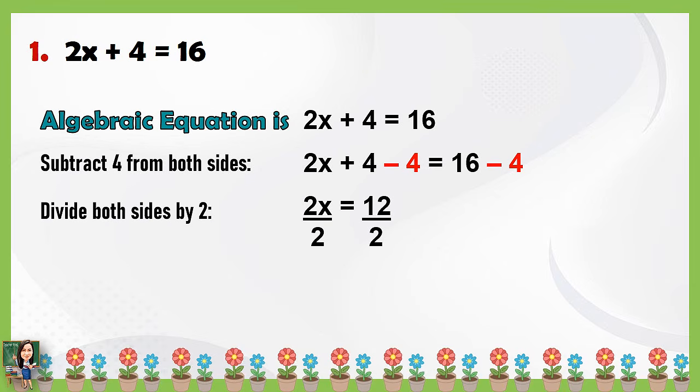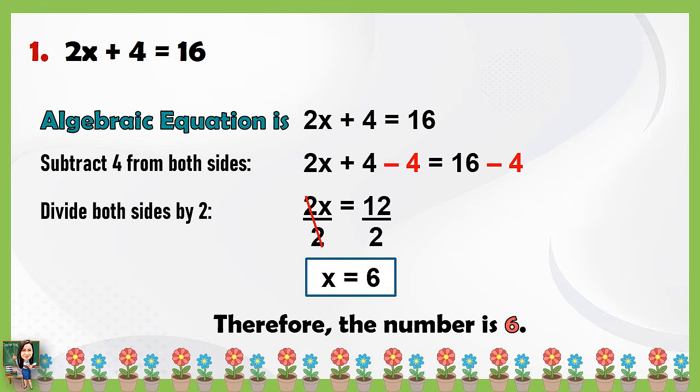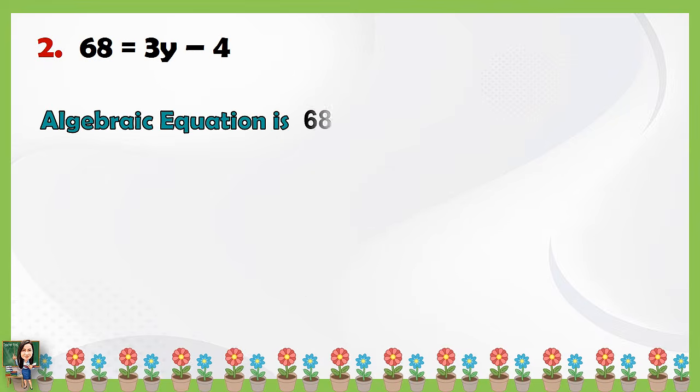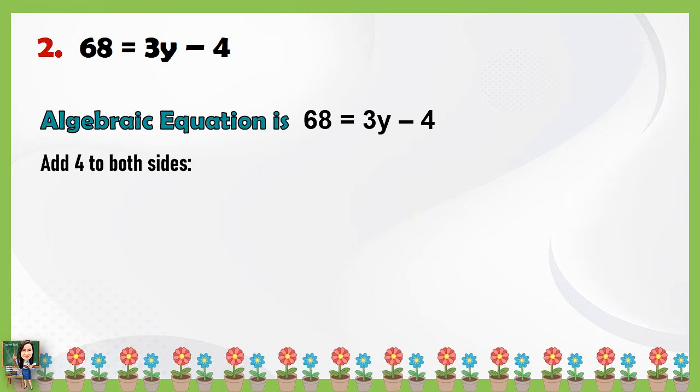Then, divide both sides by 2. Cancel. 12 divided by 2 equals 6. The answer is x equals 6. Therefore, the number is 6. Number 2. 68 equals 3y minus 4. The algebraic equation is 68 equals 3y minus 4. Add 4 to both sides.